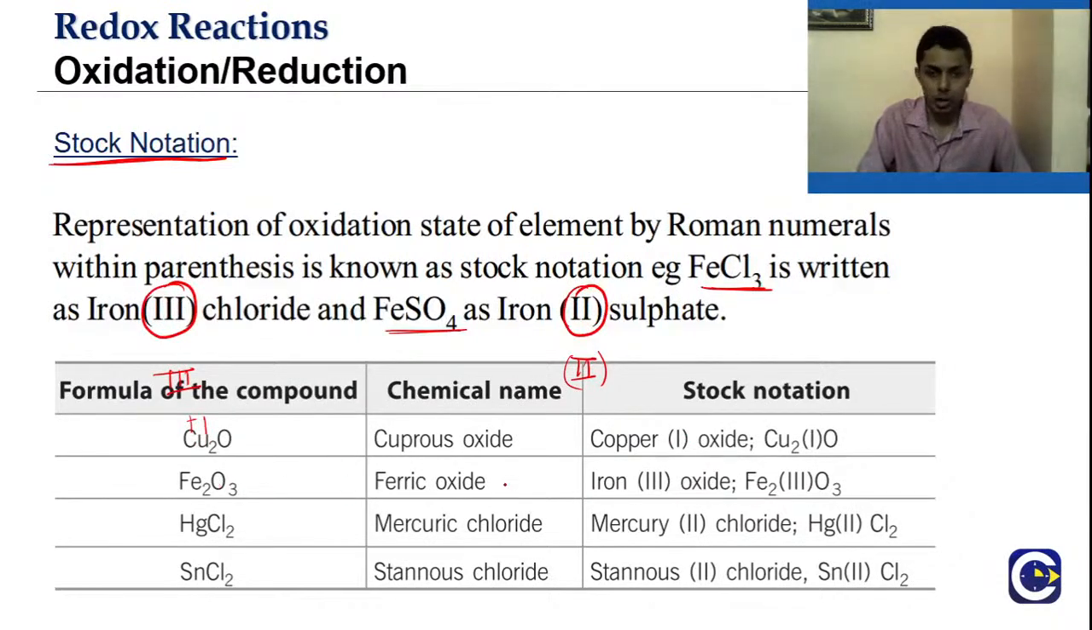This is ferric oxide where oxidation number of iron is 3. Whenever ferric is there, it is +3. Whenever ferrous is there, it is +2. Whenever cupric is there, I think you might have learned all this previously, it is +2. Cuprous is +1. Mercuric chloride is +2, so that's why Roman number 2. Stannous chloride, so Roman number.